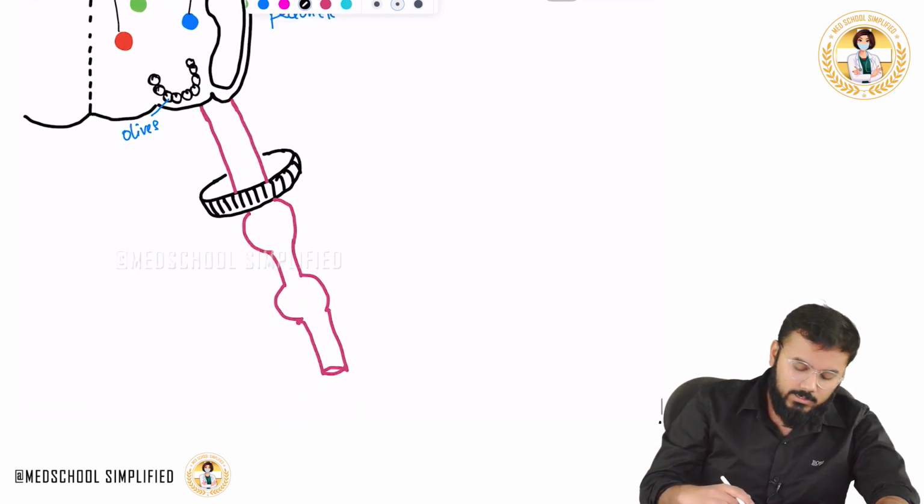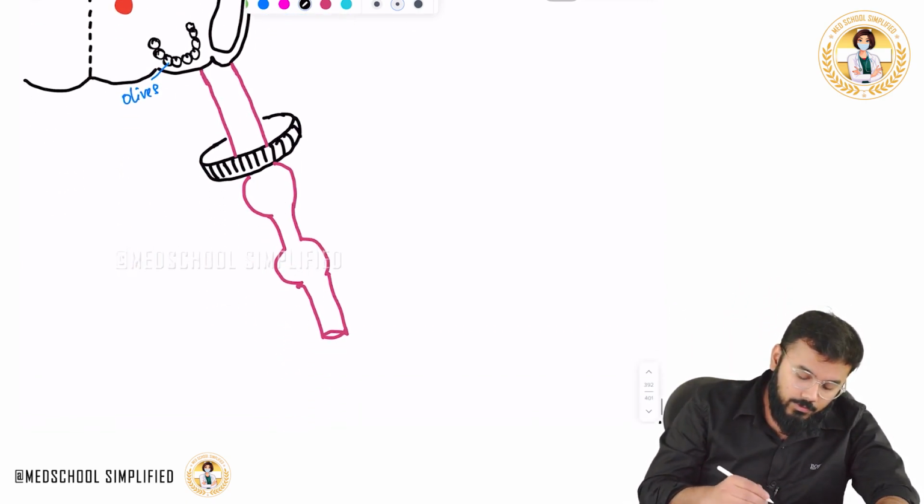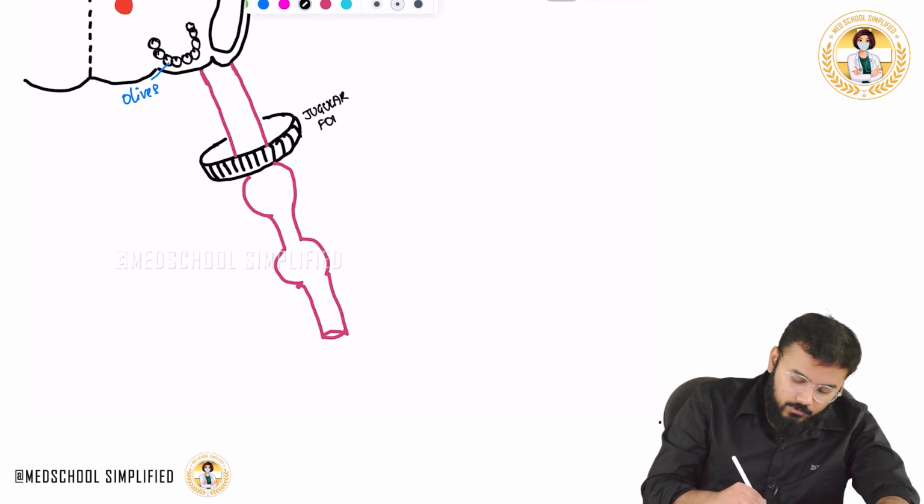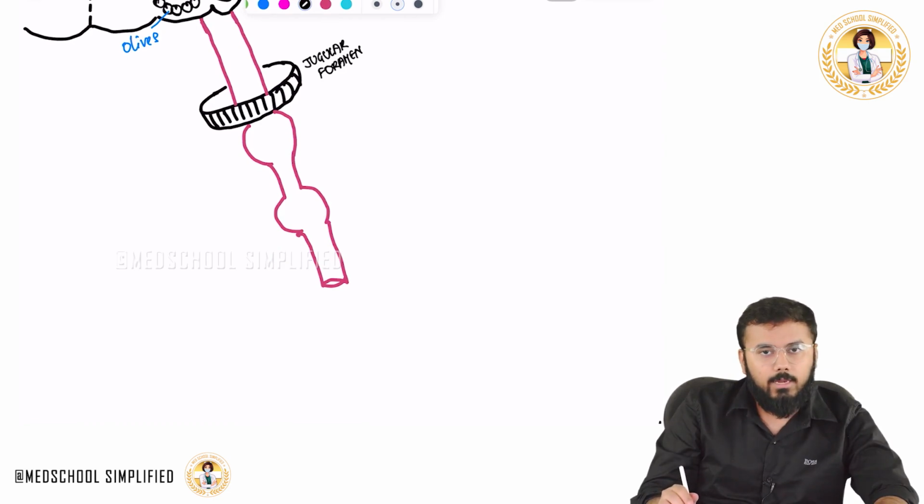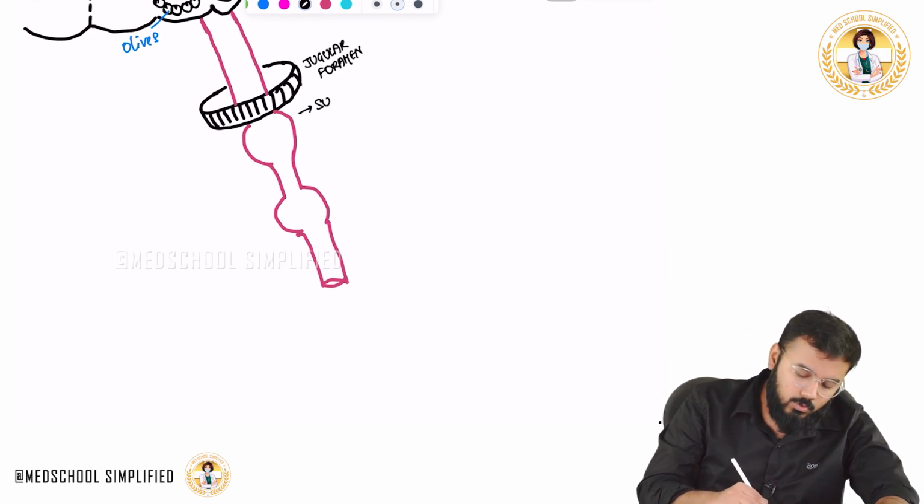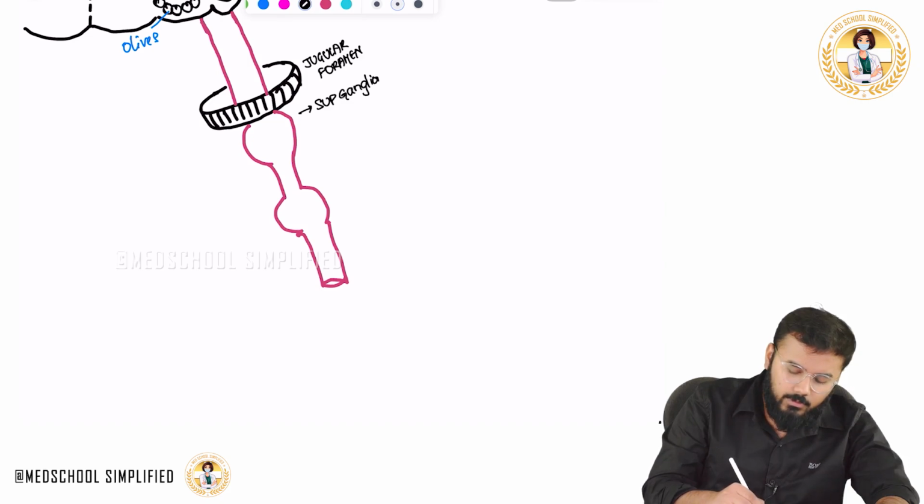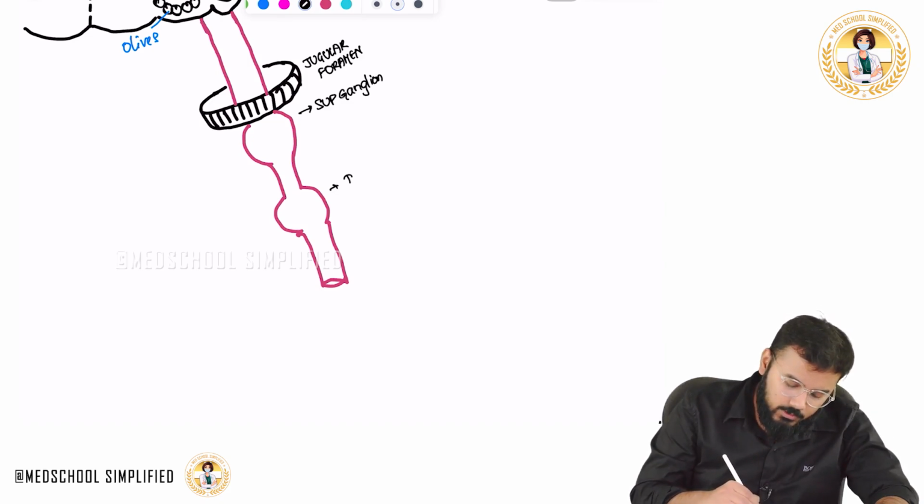Now, what is this foramen over here? This foramen is called your jugular foramen. Now, what are these two ganglia? I already told you, this ganglion is called the superior ganglion, and this one is called the inferior ganglion.